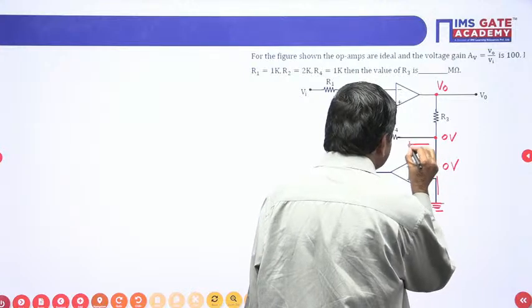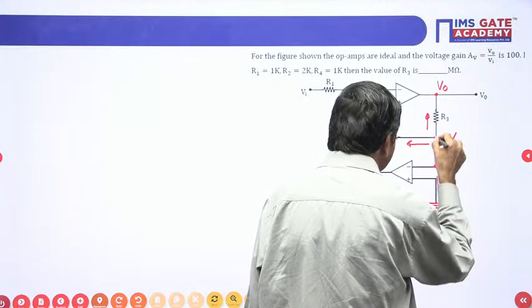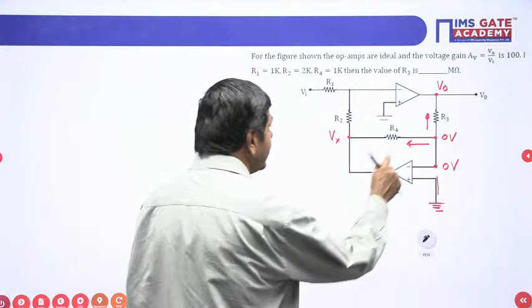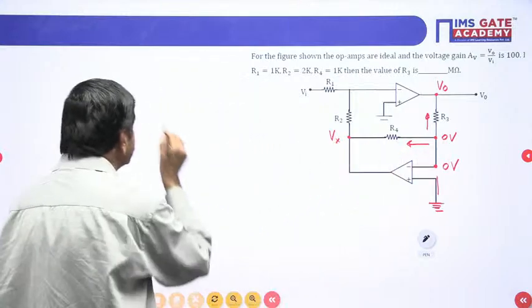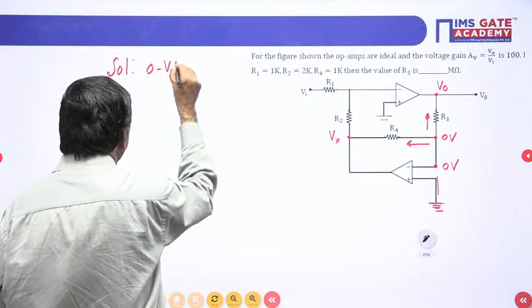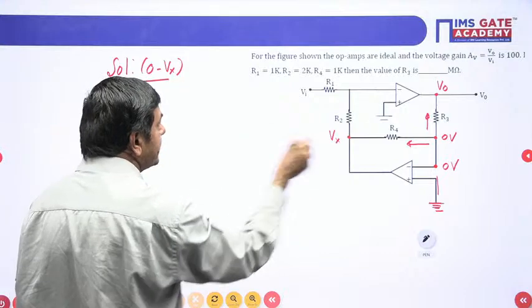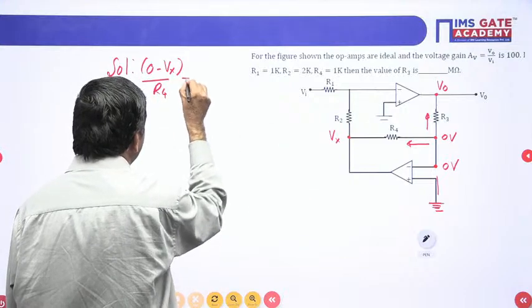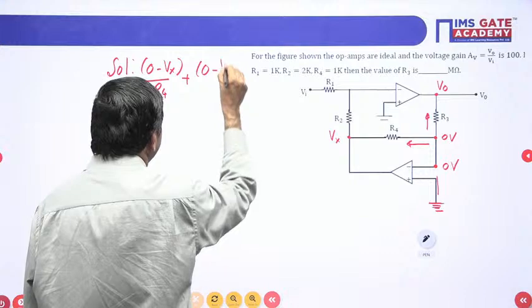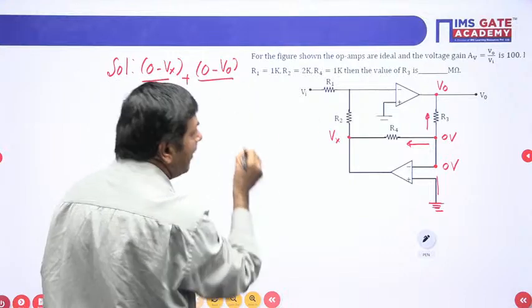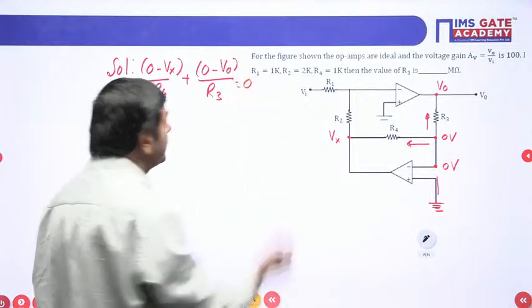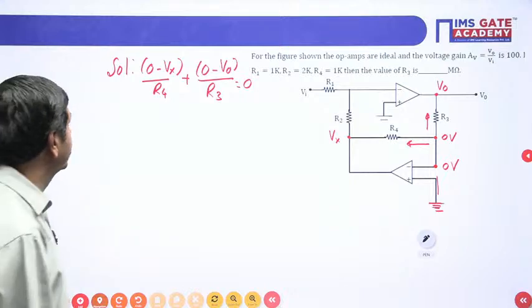This current plus this current equals 0, no doubt. It doesn't flow any current this side. According to nodal analysis, we can find this current: 0 minus Vx divided by R4, plus this current, 0 minus V naught divided by R3. R2 is not needed, R3 is given. This is equal to 0.